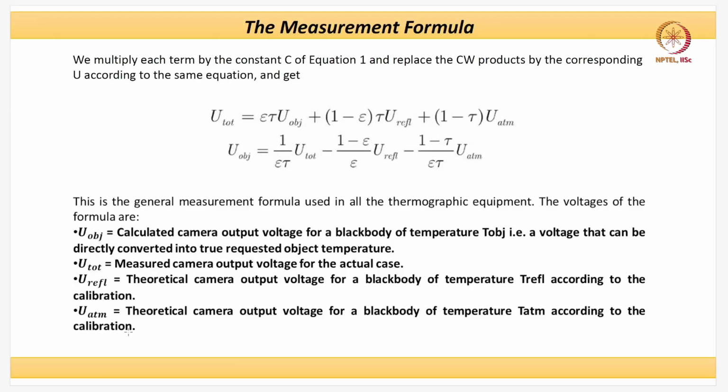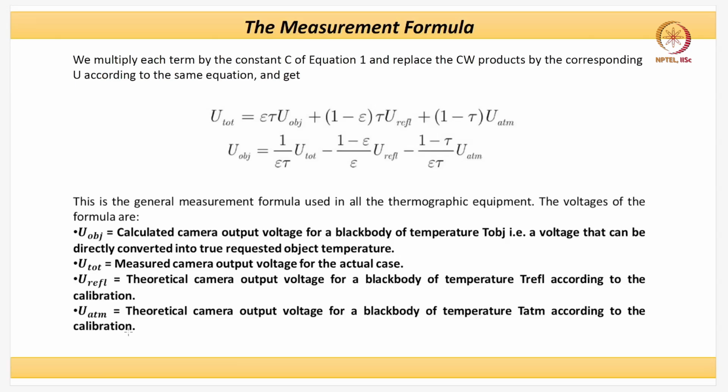And the other two, U reflectance and so on, are pre-calibrated. That means for different black body temperatures of T reflectance and other things, if you knew what the camera output voltage will be, then these are provided to you by the manufacturer, for example. So, for example, you are working in an atmospheric temperature of, say, 35 degrees Celsius. It comes pre-calibrated what the theoretical camera output voltage will be for this atmosphere, considering that the atmosphere is like a black body.